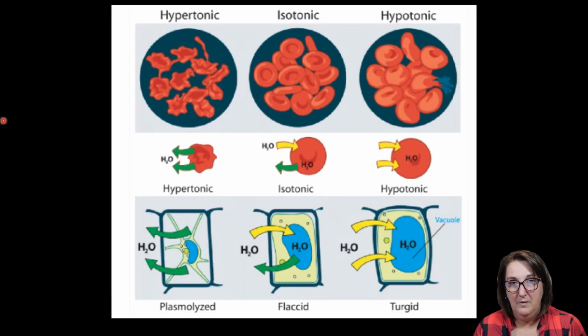So here's an example, hypertonic. My solution outside is high, and low on the inside. Isotonic, they're the same. Over here, I have high solutes on the inside and low solutes on the outside, so water is going to rush in. Plants love a hypotonic environment. Animal cells love an isotonic environment. Neither of them like a hypertonic environment.